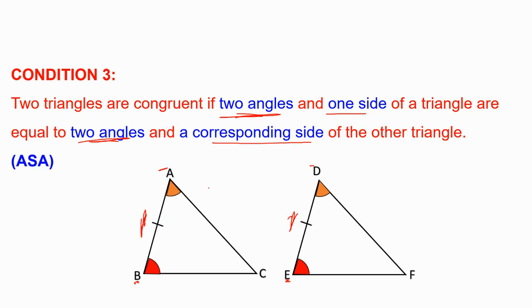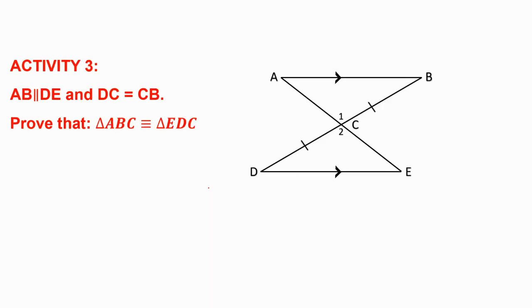So now that is angle, side, angle. Remember these ones: angle, side, angle, or side, angle, angle. They were just the same thing. And then we can have these two also. It's just one thing: we have two angles and one side. Two triangles are congruent if two angles and one side of a triangle are equal to two angles and the corresponding side of the other triangle. Remember that. Right, now let's do this one.